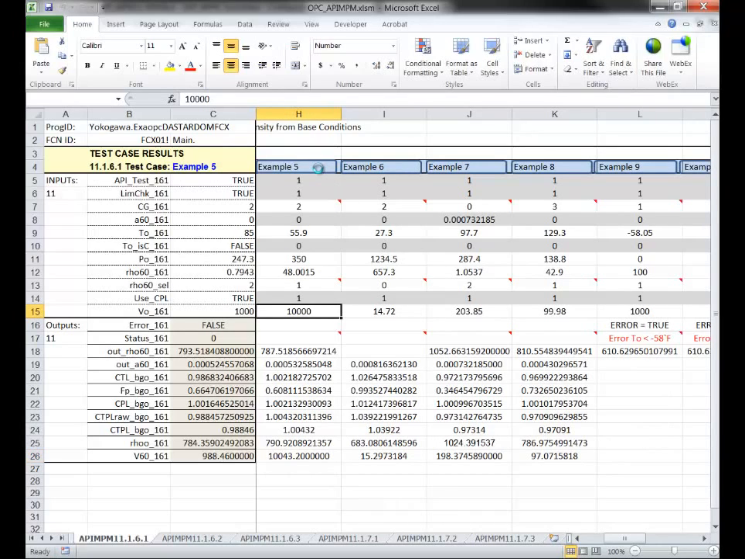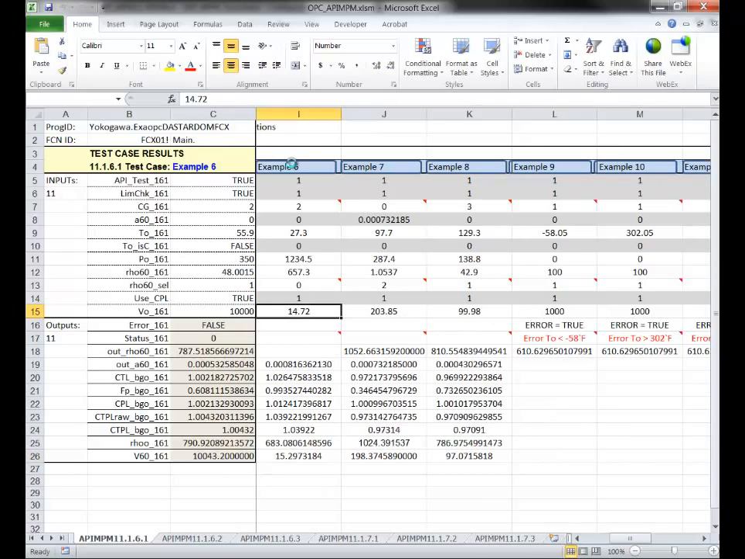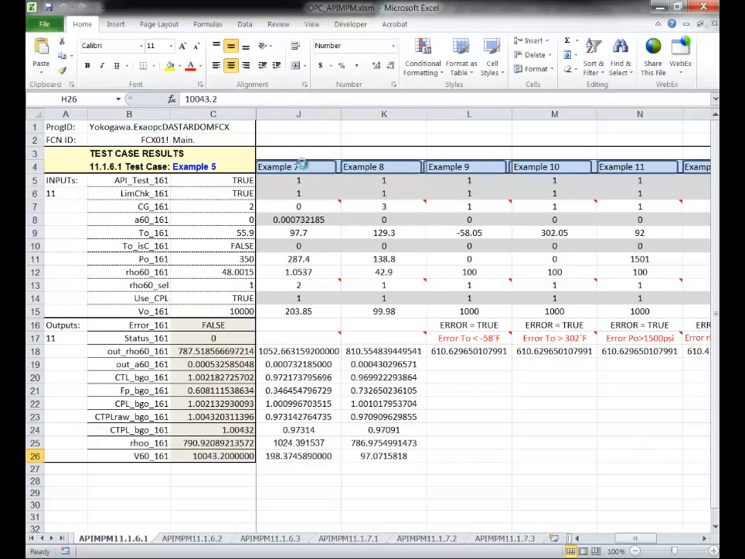So test 5, you can see if that matches. Then we'll go to test 6, and you can see that these also match. And test 7. You can see, once again, they match perfectly with the results we listed. So next we go to 8.